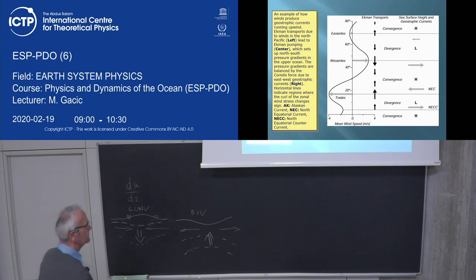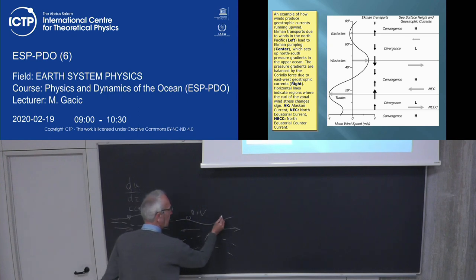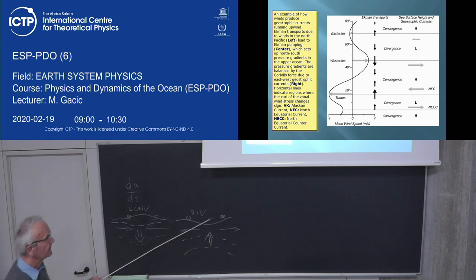As far as the circulation is concerned, the circulation here is this way and here is that way. So the cyclonic circulation is around the area where we have the divergence, and where we have the convergence, we have anticyclonic flow.